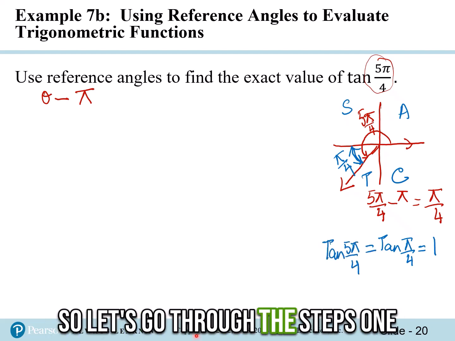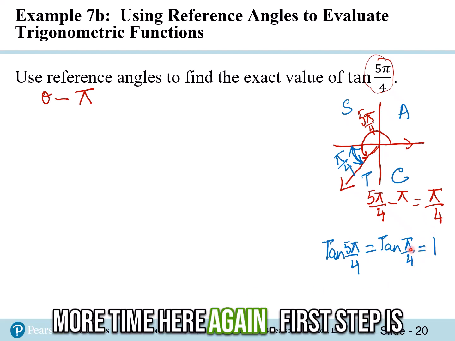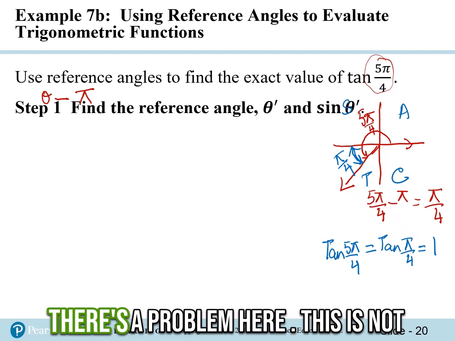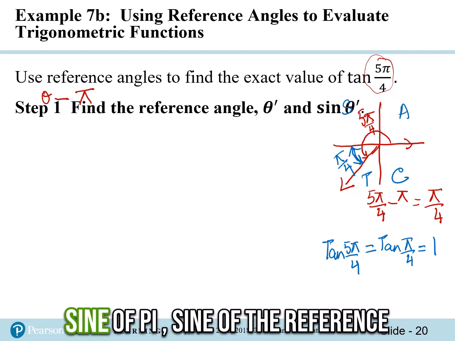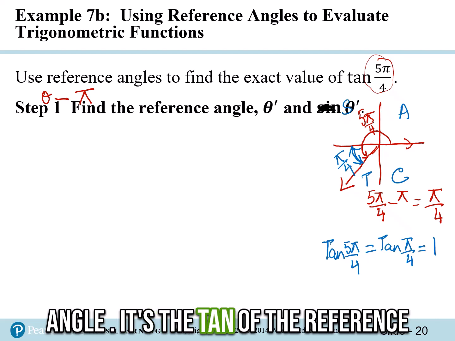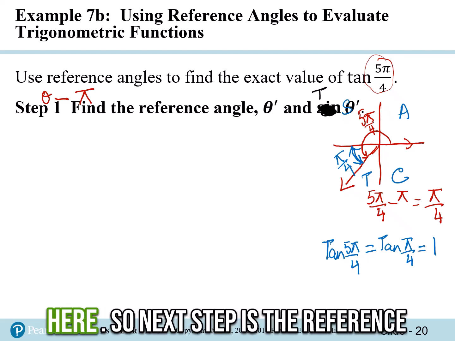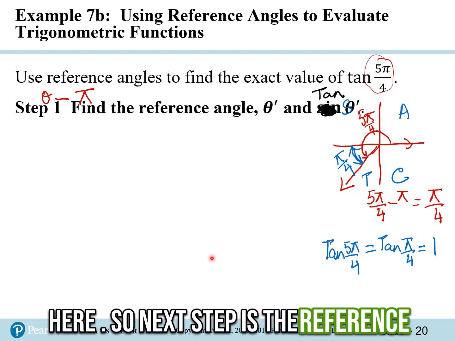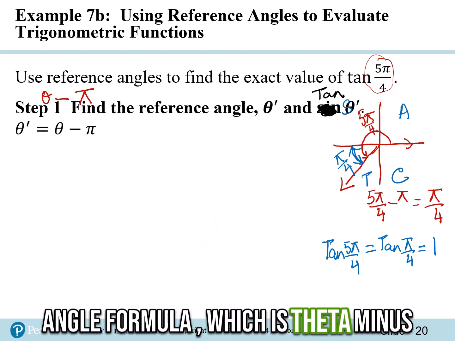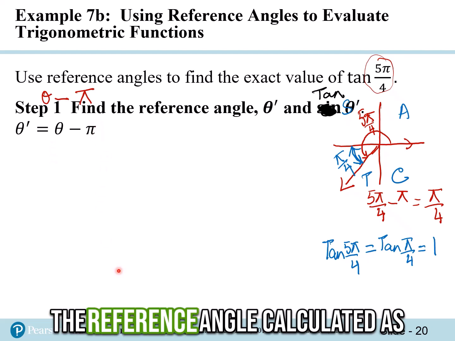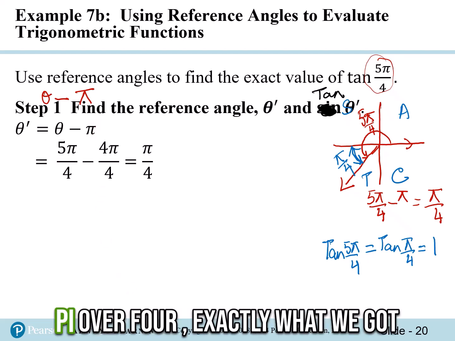So let's go through the steps one more time here again. First step is find the reference angle, and there's a problem here. This is not sine of pi, sine of the reference angle. It's the tan of the reference angle. That's what we are finding here. So next step is the reference angle formula, which is theta minus pi, and then we have the reference angle calculated as pi over 4, exactly what we got here.